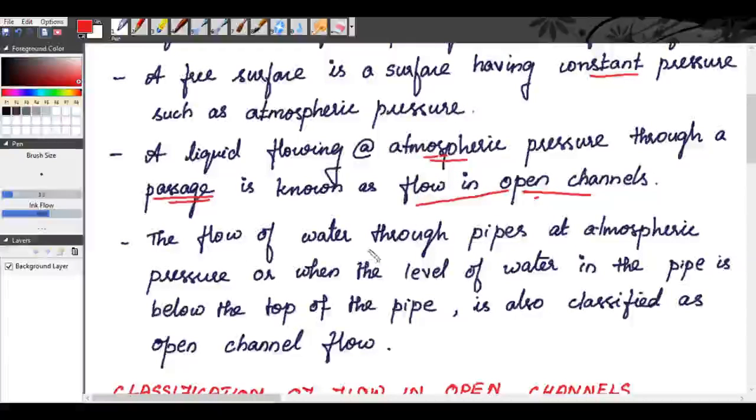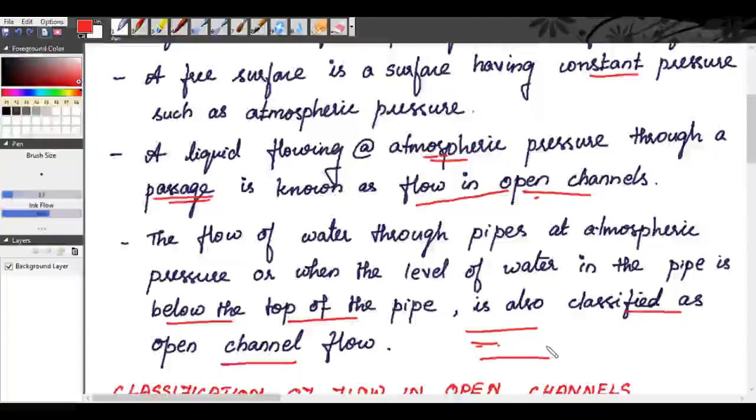Now, the flow of water through pipes at atmospheric pressure, or when the level of water in the pipe is below the top of the pipe, is also classified as open channel flow. That is what I told you earlier. When you are considering a pipe, if the level of water is below the top of the pipe, then this flow is also classified as open channel flow.